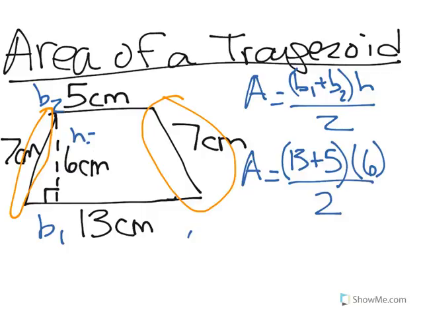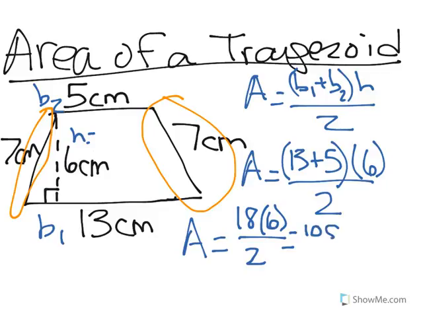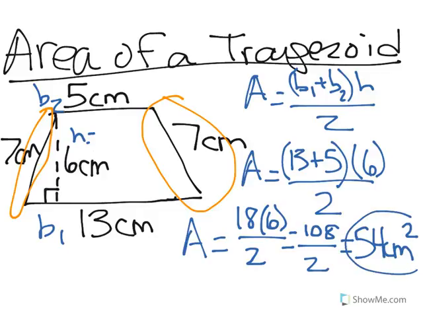The next step, we just solve. So first we do what's inside the parentheses. We go back to order of operations. 13 plus 5 is 18. And we times it by 6 and divide by 2. So 18 times 6 is 108. And we divide that by 2 and we get 54. We can't forget our units. Our units are going to be centimeters squared. That is the area of this trapezoid.